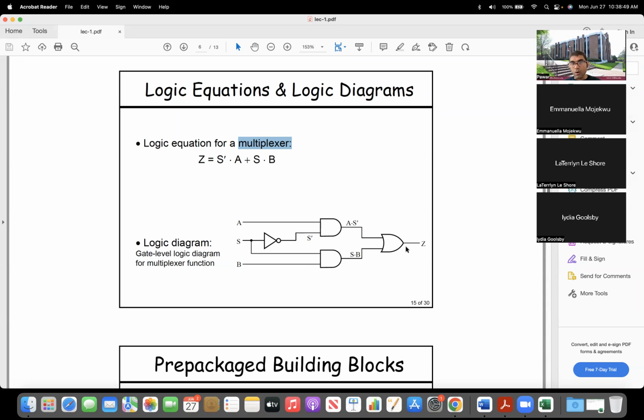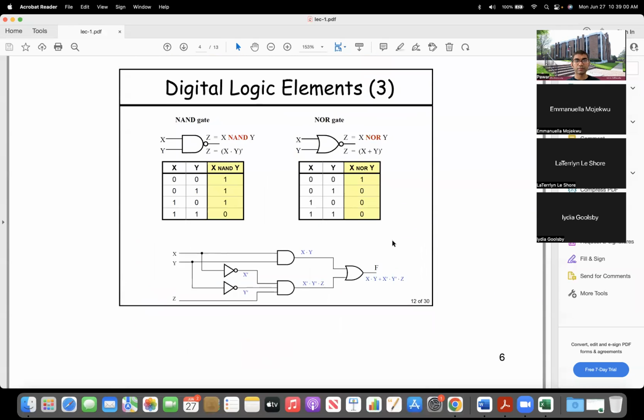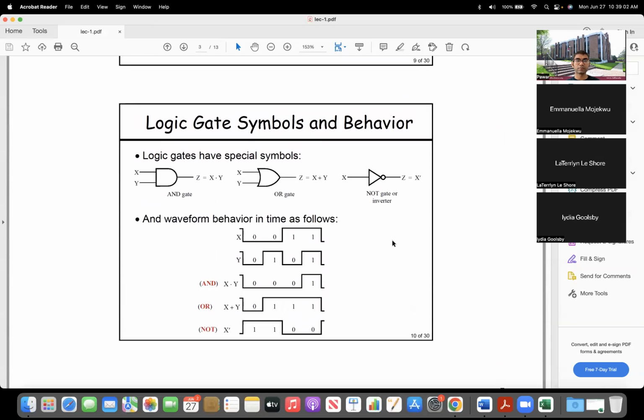This here is an OR gate. Oh, sorry. What is this? Is this an OR gate? Yes, it's an OR gate. Let me check. Yeah, it's an OR gate. And this here is a NOT gate with an arrow, right?